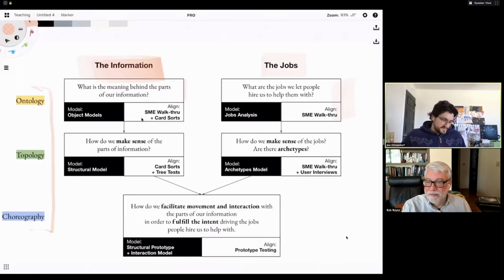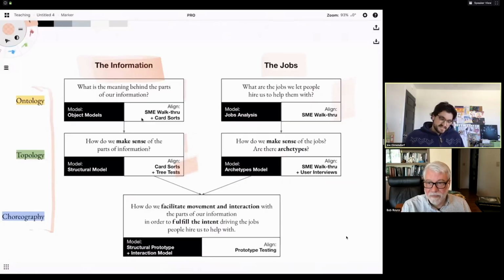And then when we get into the topological level, how things are arranged, we can ask, how do we make sense of the parts of the information? We do that through structural models, models that show what the parts are and how they relate to each other to make a whole. And we can align and test that through card sorts and tree tests. I'm sure many people have done those kinds of models. They're very common for information architectures.